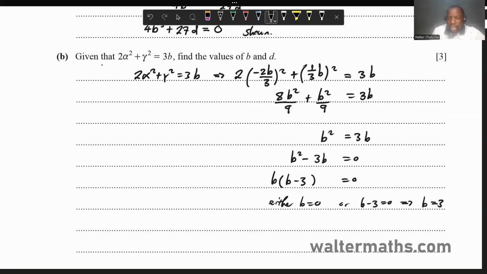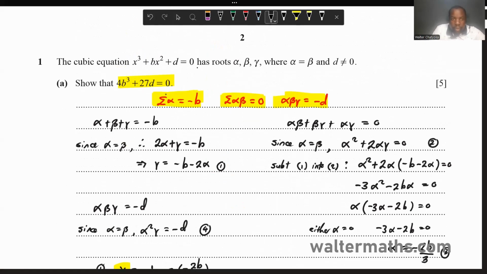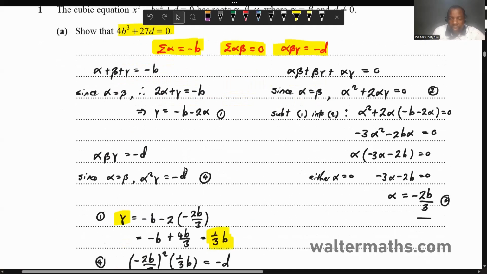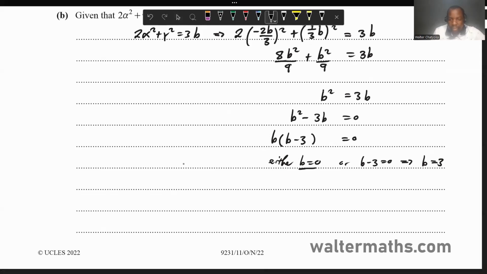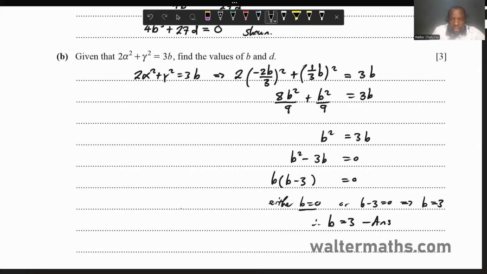So the correct value of b should be 3 because b cannot be equal to 0, since we have it as a coefficient of x squared here. So basically b is equal to 3. So that's one of the answers. They also say we should find d.